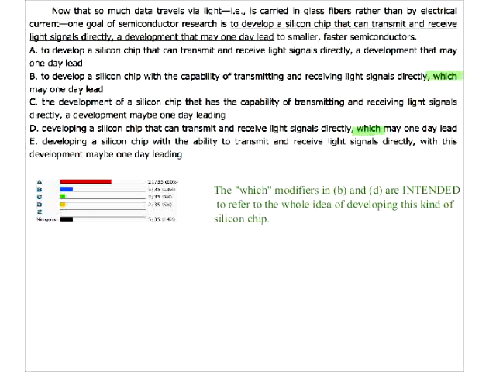That's the intended meaning, because remember that you always want to figure out what the sentence is trying to say before you dig into these grammar points. The meaning of the sentence is that semiconductor researchers are trying to make a silicon chip that will do these direct light signals, and if that development comes to pass, then it'll lead to smaller semiconductors. It's not the chip itself. The chip itself will not lead to smaller semiconductors. It's that sort of advance in research.